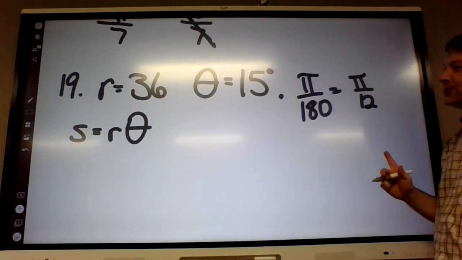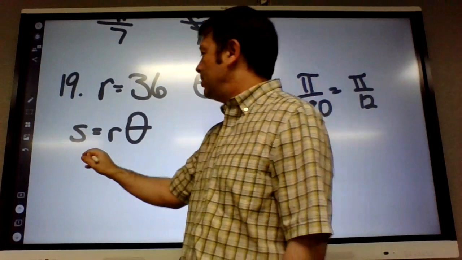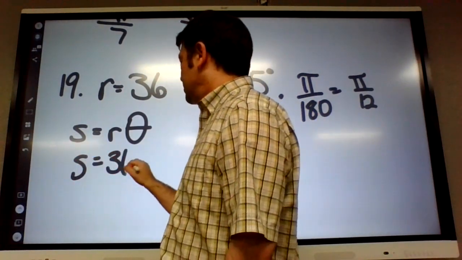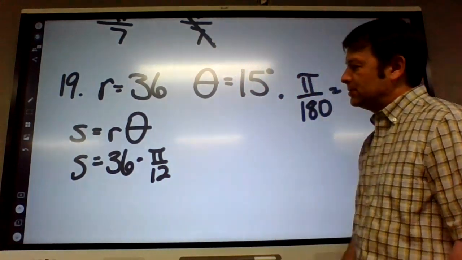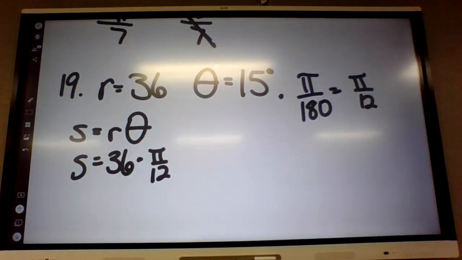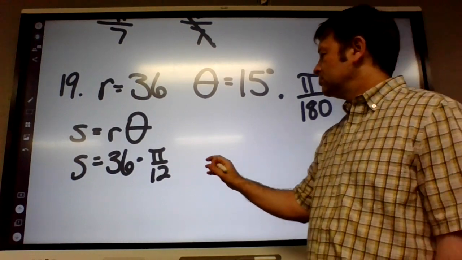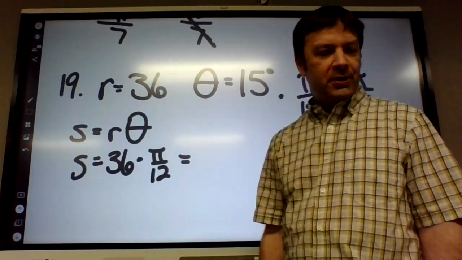So now we're ready. So I'm going to plug in my R is 36 and my theta is pi over 12. And do that and turn it into a decimal. It's like 9 point something.